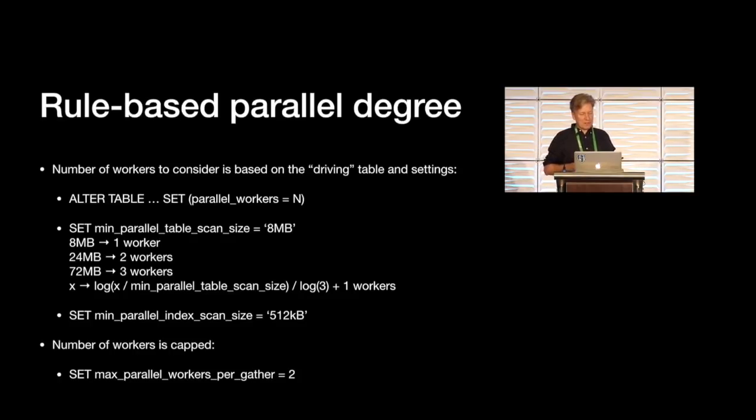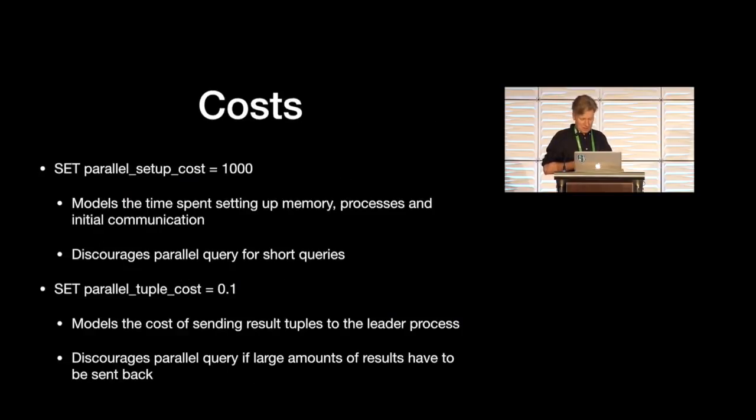But the number of workers that are actually used in a plan is also capped by max_parallel_workers_per_gather. That defaults to 2, which is a change in Postgres 11. So that's why, when Postgres 10 came out, people's queries started running in parallel all of a sudden, because that GUC changed. Okay, so there are a few other GUCs that control the way parallel plans are costed.